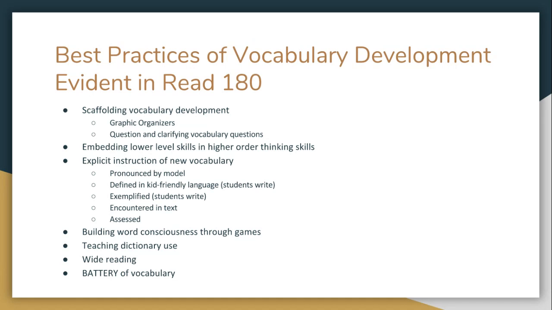In the meanwhile, students are also building word consciousness of these vocabulary words through games that are also found in the R book. We also have the teaching of dictionary use. There is wide reading through the Read 180 books. Both teaching dictionaries and wide reading alone are not excellent vocabulary builders, but they certainly help teach students a useful tool, and the wide reading certainly helps with their exposure. And as I hinted at before, there's just a battery of vocabulary that students are exposed to, which is essential for struggling readers.